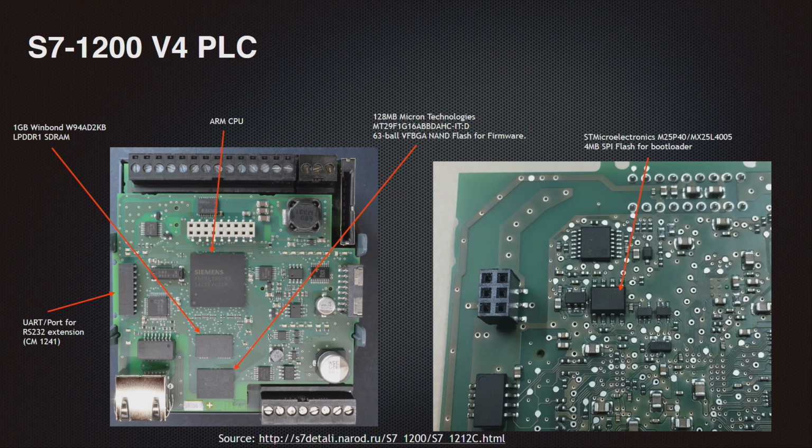For example, as you can see, the ARM CPU, which does the general purpose computations, and then also the flash chip, which holds the firmware image, as well as some RAM, pretty sizable in fact. On the right side, we can see the flip side of the same PCB, and there we can see an SPI flash chip, which is smaller and carries the bootloader code.